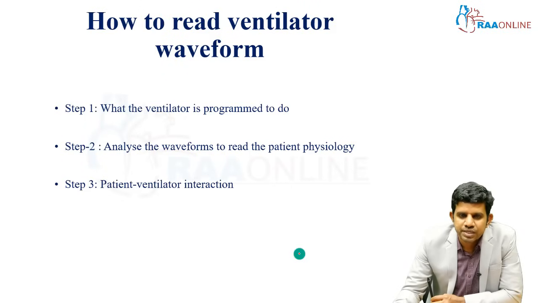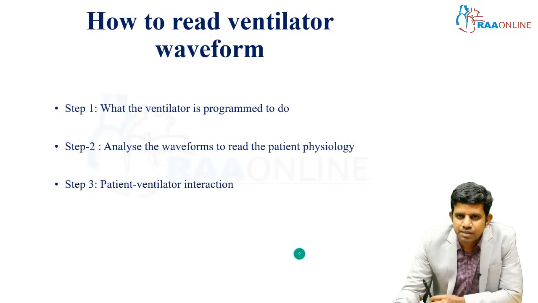Third is the patient-ventilator interaction. It is called synchrony, asynchrony or dyssynchrony, and we can identify it from the waveforms. Based on this information, we can optimize the mechanical ventilation settings. First thing is that we should know what the ventilator is programmed to do, which means what type of mode.